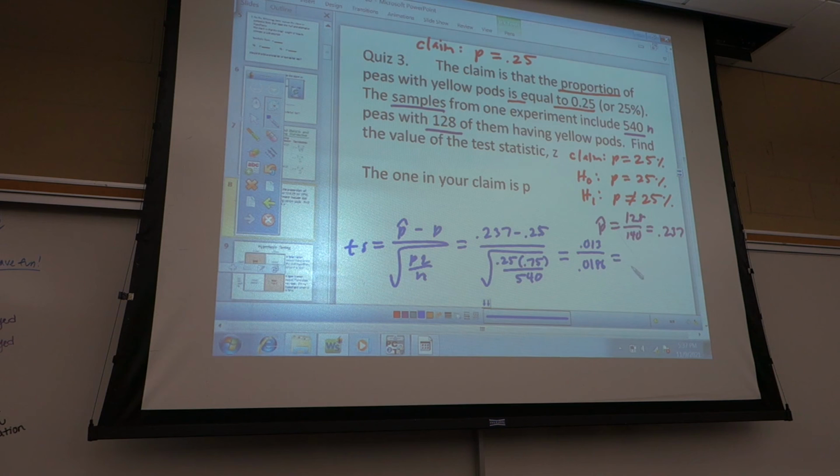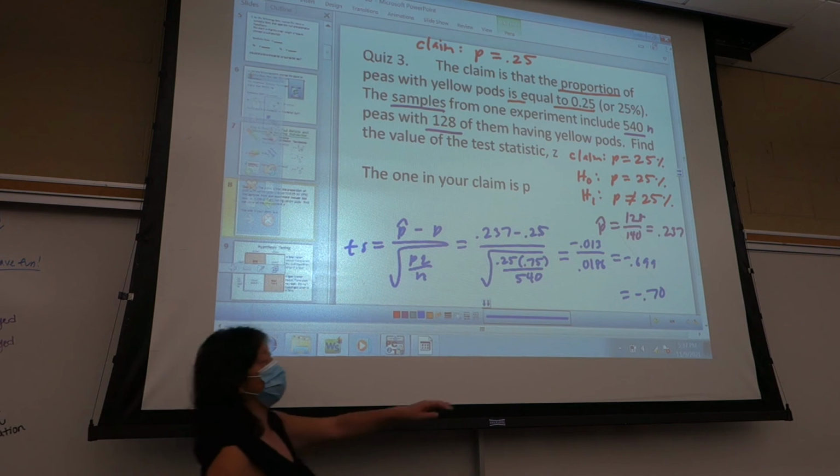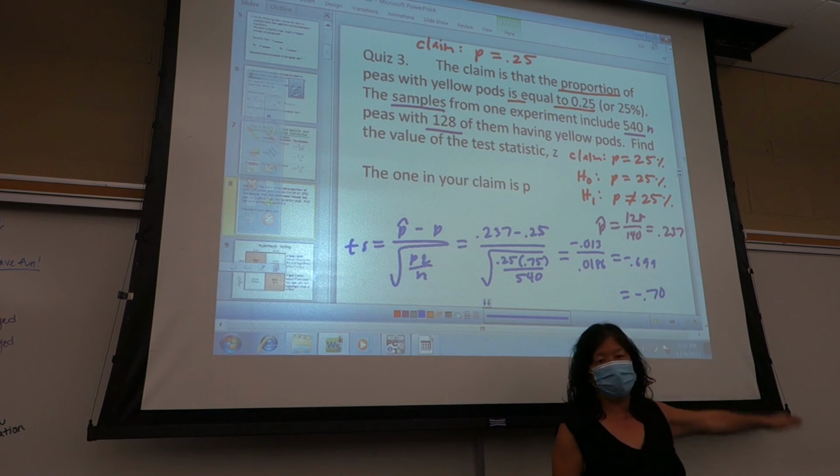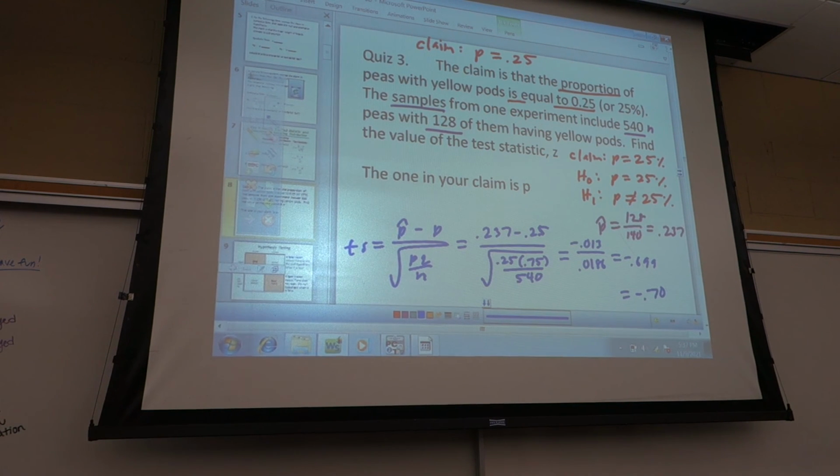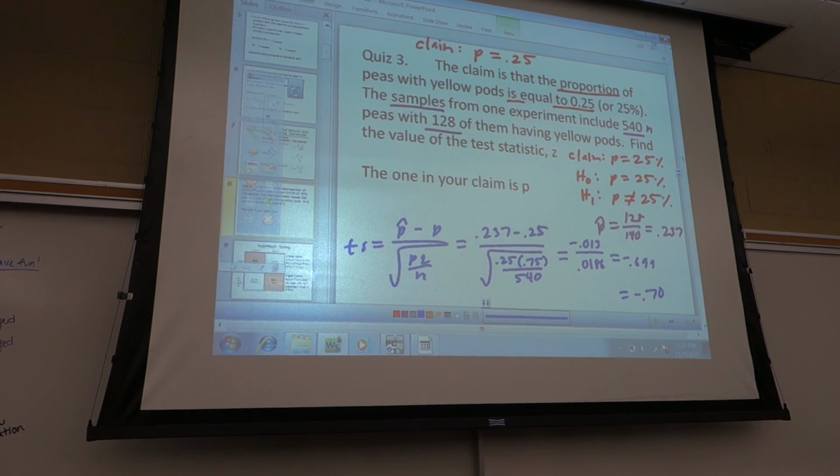And you will get 0.699. Oh, negative, sorry. This is negative, so negative 0.70, depending on what you want to use. I like 3 sig figs, but if you're doing z-scores, you can just use 2 if you like. That's fine. 2 or 3 is fine. Either one's good. Okay. Great.